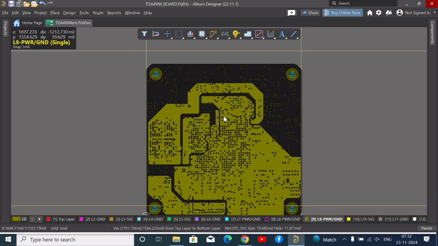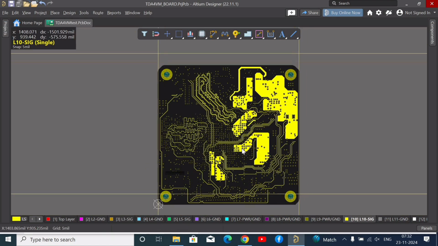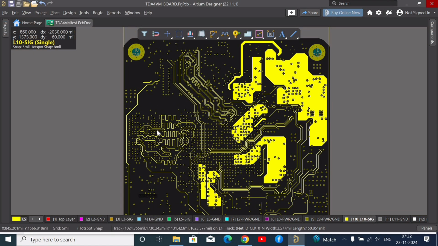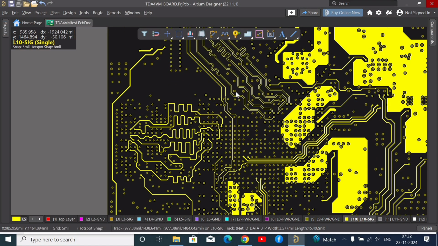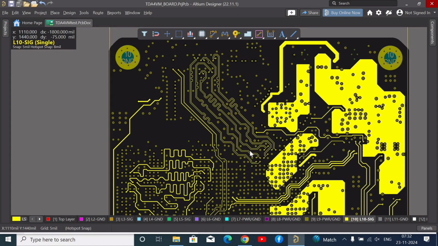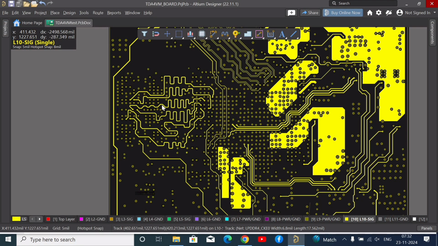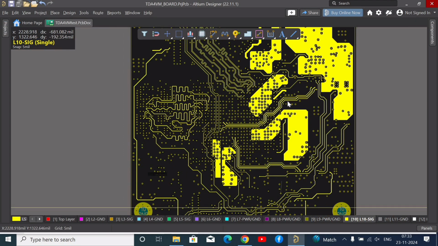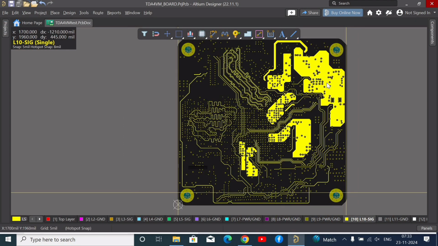This is a power rail, and on this layer I have these high-speed 100 ohm differential pair signals for MIPI CSI camera interfacing, and then address, command, control and clock signals for LPDDR3 memory interfacing with the processor. And then we have some power rails on the side.